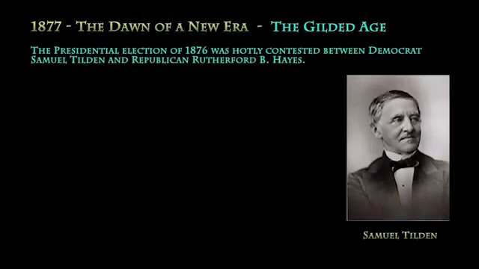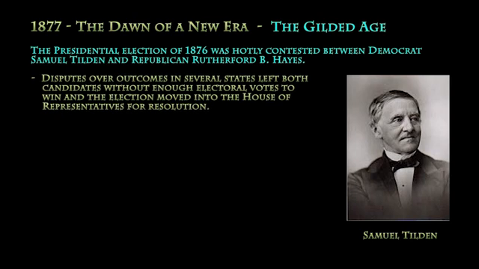The presidential election of 1876 was hotly contested between Democrat Samuel Tilden and Republican Rutherford B. Hayes. Disputes over outcomes in several states left both candidates without enough electoral votes to win, and the election moved into the House of Representatives for resolution.